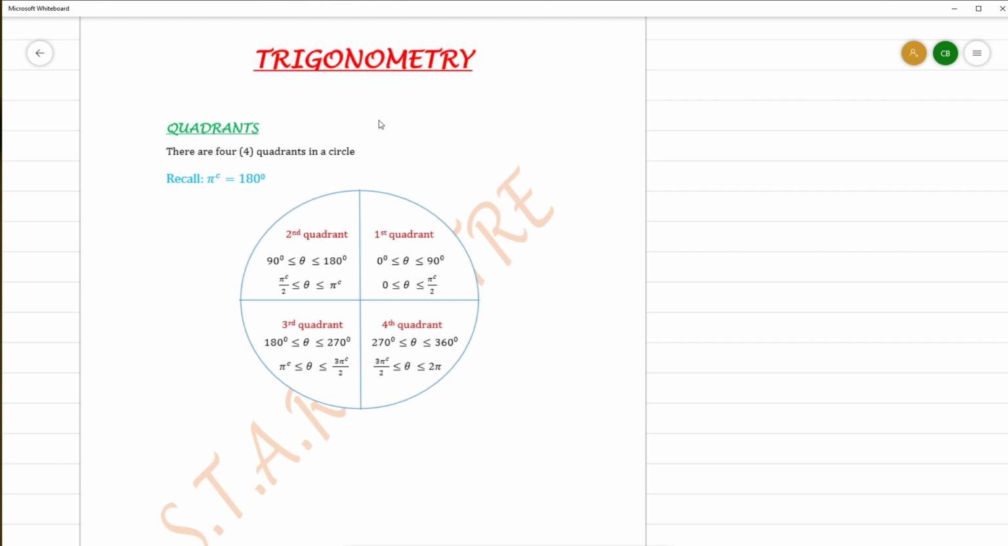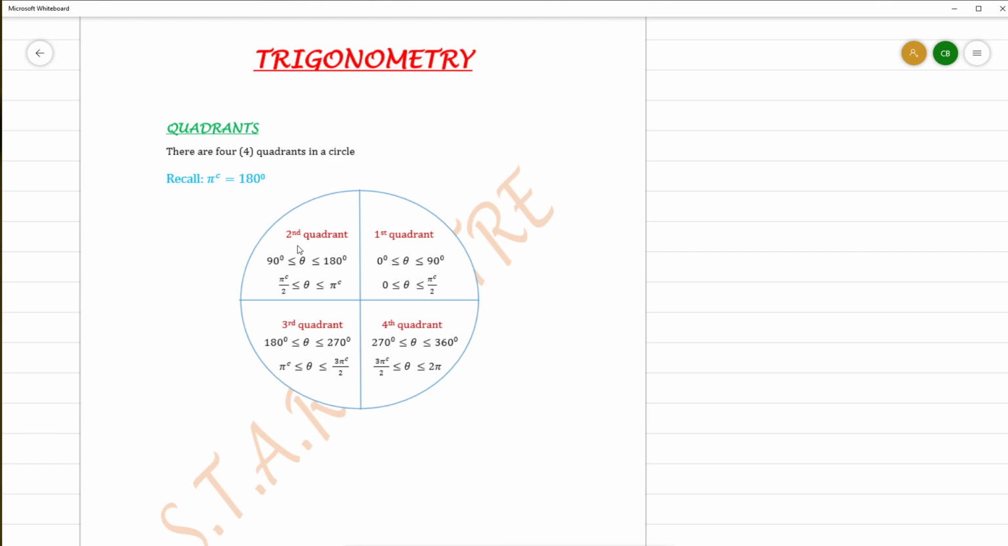There are 4 quadrants in a circle, and as you recall from part 1, pi radians equal 180 degrees. So if we divide a circle into 4 parts and we are looking at it in terms of degrees, this side is called our first quadrant, and this part of it involves degrees from 0 degrees to 90 degrees. And in terms of radians, 90 degrees is the same as pi over 2 radians. So that means angles in this quadrant would be from 0 radians to pi over 2 radians.